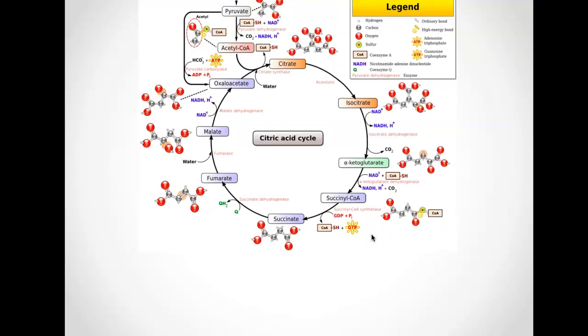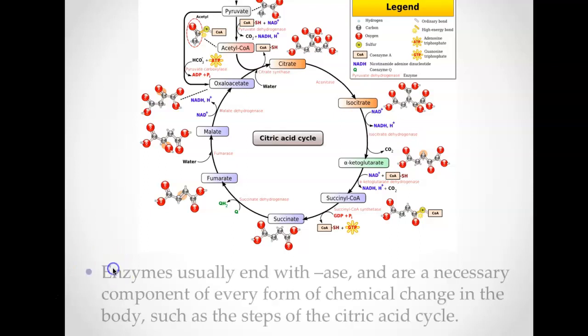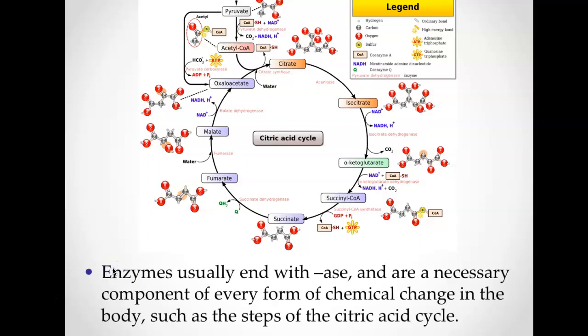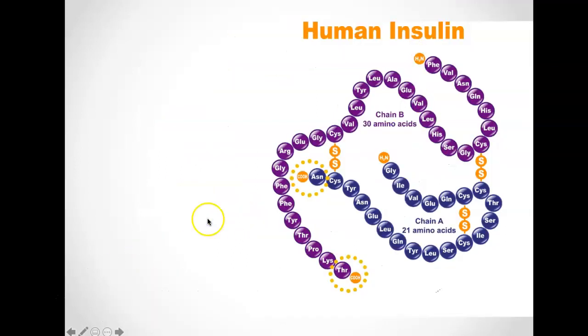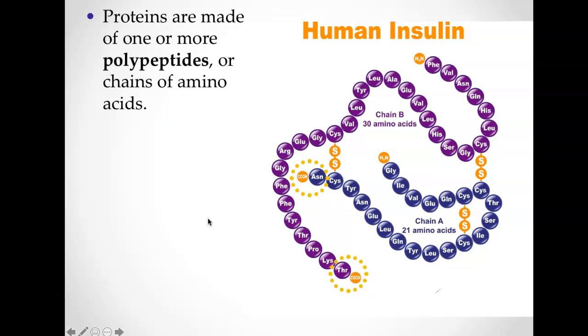This is just showing you a slide of the Krebs cycle, also known as the citric acid cycle. It's showing you that all of these different steps that take place in the citric acid cycle are achieved with the help of an enzyme. That's all I'm trying to get you to see here. Enzymes usually end in "ase" and are necessary components of every form of chemical change in the body, such as the steps in the citric acid cycle. I think I drove home the point on enzymes pretty well when we went through it, so you guys already know this.